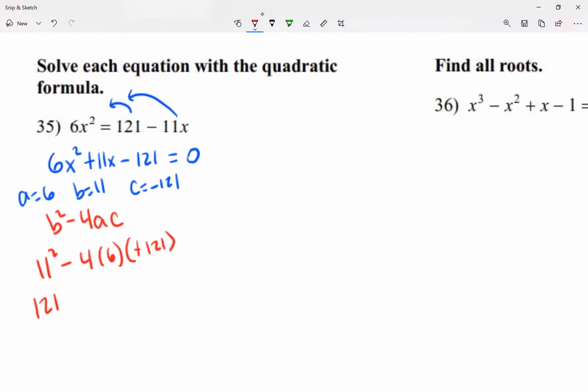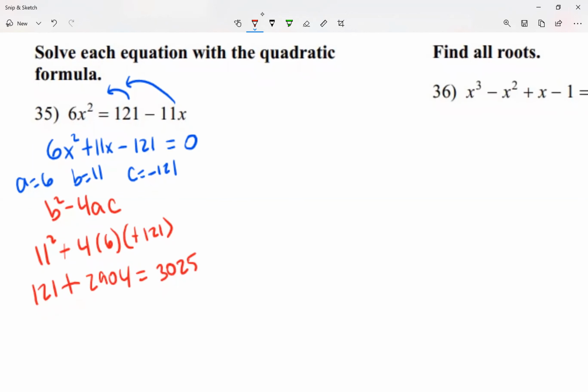Now this sign with this negative become a plus sign. Now 4 times 6 times 121 is 2,904. My discriminant is 3,025. So I expect two real solutions.